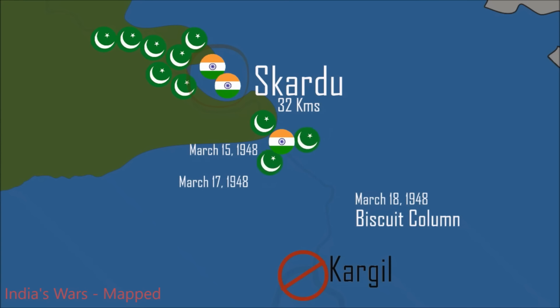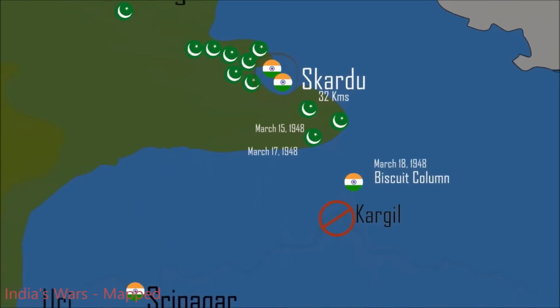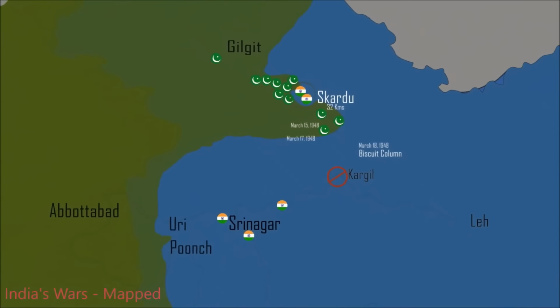They were brutally attacked by the enemy from all sides and lost 27 men with 18 wounded and 7 missing. With such heavy losses to the Biscuit Column, they had to retreat from their positions back to safety in Srinagar. The crucial objective of Biscuit Column to reinforce Colonel Thapa's troops at Skardu was unsuccessful.